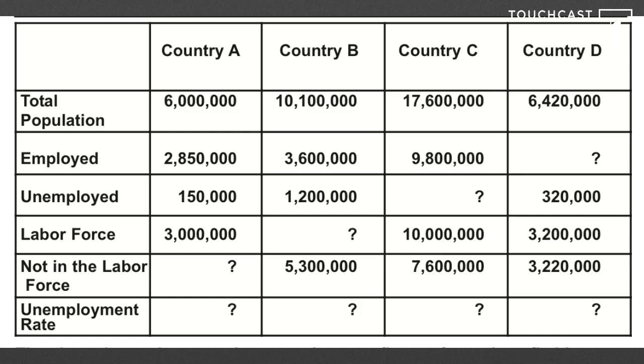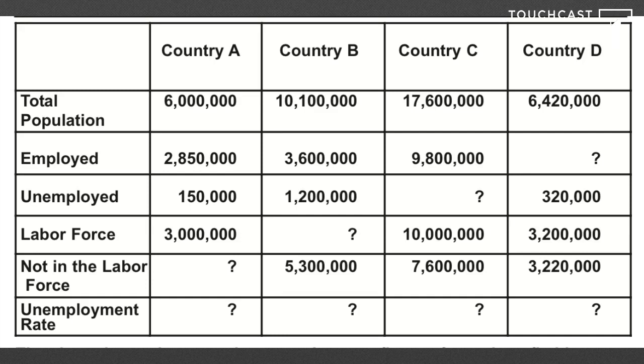Alright, for our last touchcast here on unemployment, we've got the worksheet that you should have already to do a little practice with calculating the unemployment rate. On this worksheet you've got four countries, country A, B, C, and D. With each one of these you're going to have to calculate the unemployment rate. That's what's on the bottom with all the question marks.